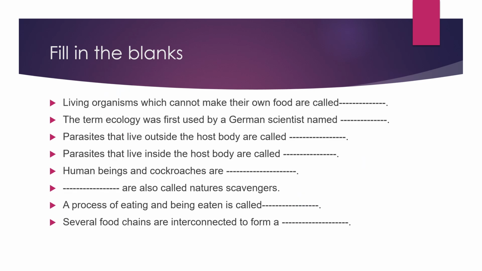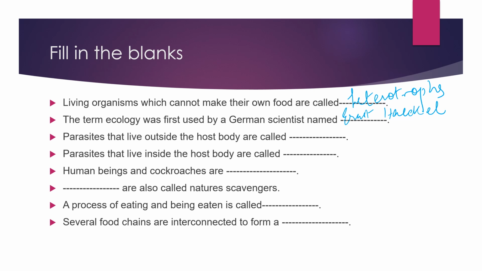Now living organisms which cannot make their own food, that is they are dependent on others for food, like we are, so we can say that we are the heterotrophs. Now the term ecology was first used by a German scientist whose name was Ernst Haeckel. He was the German scientist who first coined the term ecology.